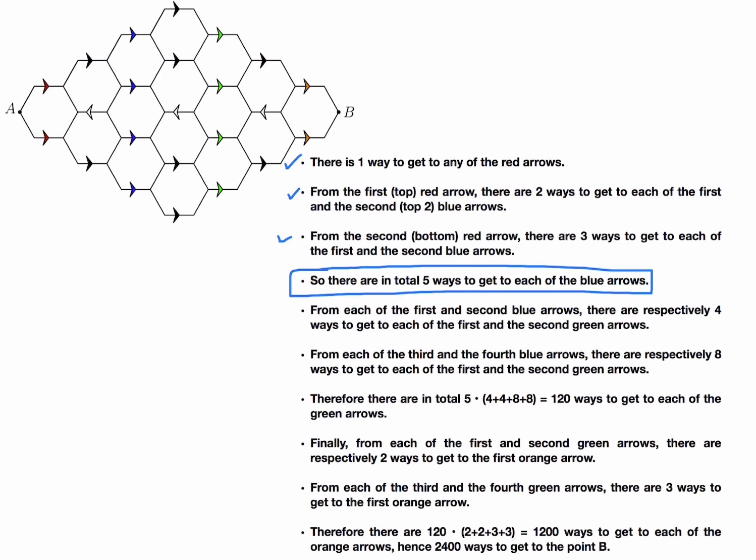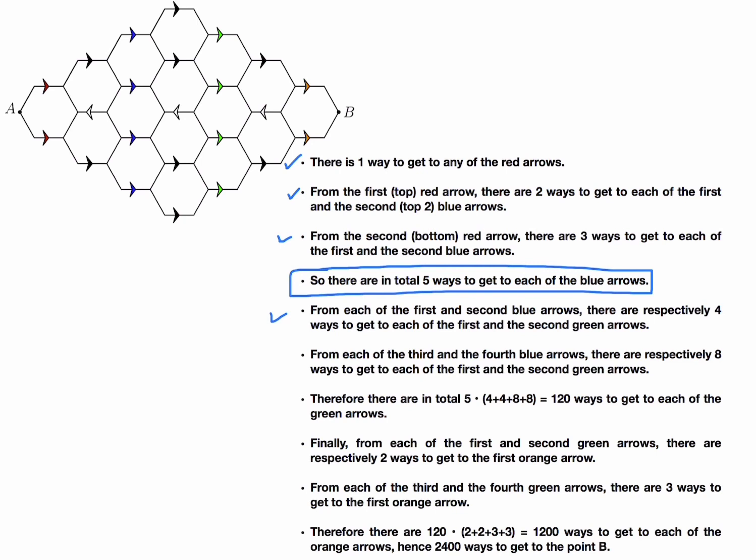Then from each of the first and second blue arrows, so this guy and this guy, there are 4 ways to get to each of the first and second green arrows. So 4 ways to go from here to here. For example, here's one way. Here is another way, that's 2. And then here is a third way. And here is a fourth way. It's a long way, but it's a fourth way. So that takes care of that.